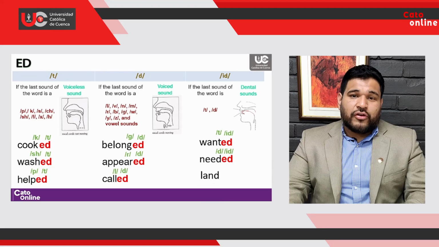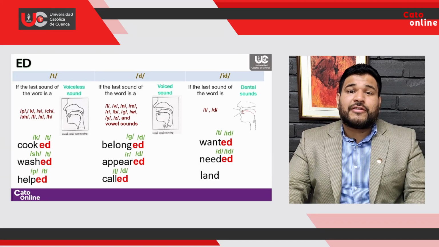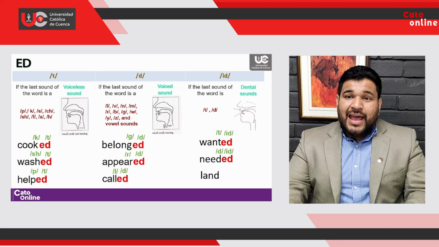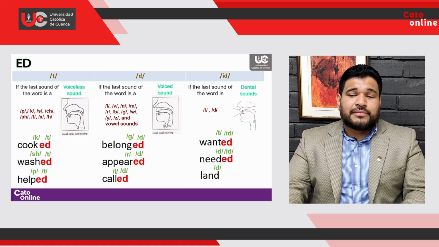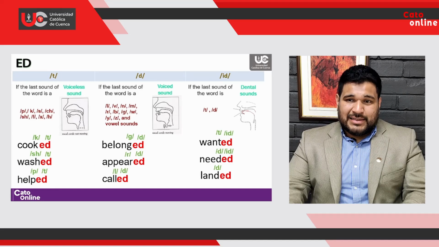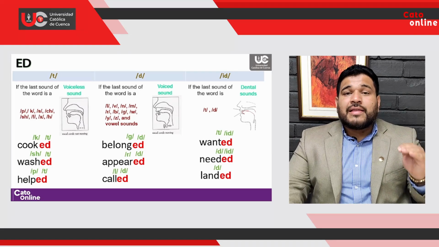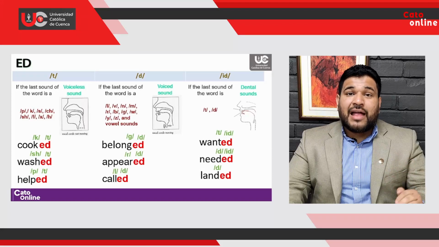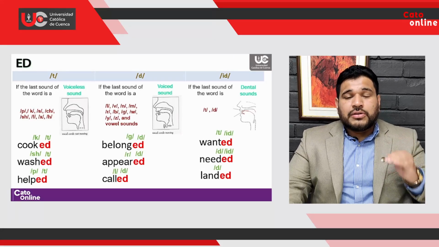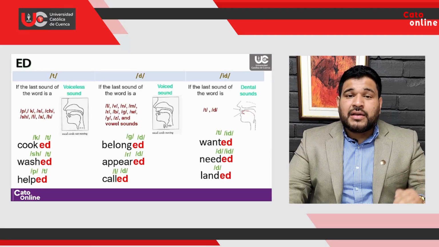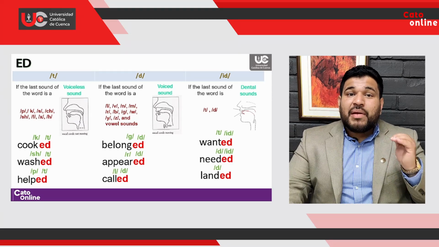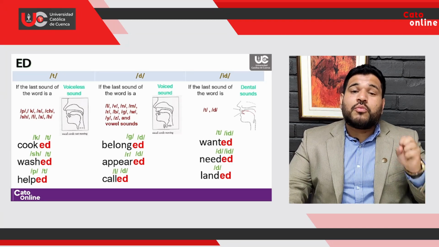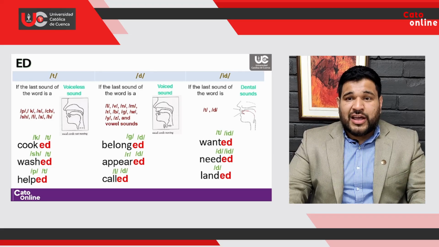So, let's go with another example. Here we have the verb land. It ends with the sound d, and in the past it should be pronounced landed. Okay? So as you see, these are the three pronunciation patterns and the characteristics of how to pronounce regular verbs correctly in the past. By applying these rules, you will be able to communicate better in the English language.